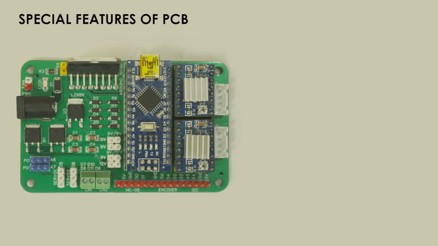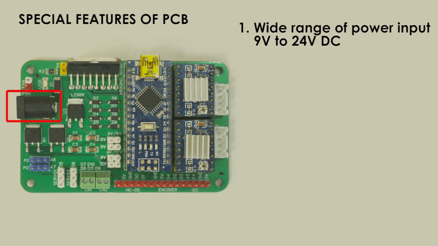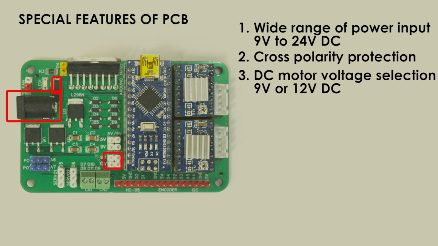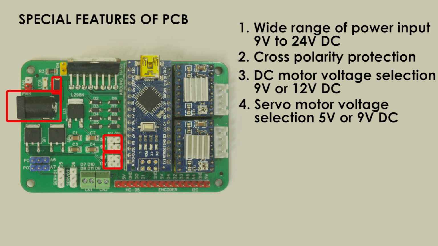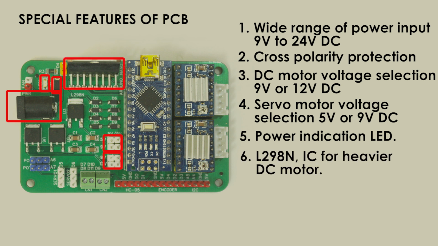Here are some special features of the PCB. Wide range of power input, 9 volts to 24 volts DC, cross polarity protection, DC motor voltage selection, 9 volts or 12 volts DC, servo motor voltage selection, 5 volts or 9 volts DC, power indication LED, L298N IC for heavier DC motor.